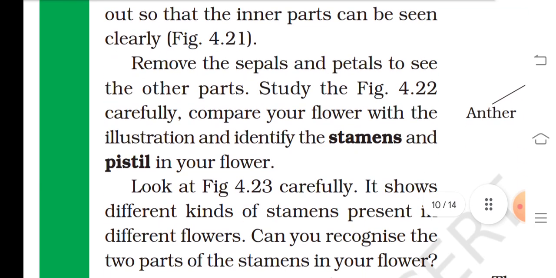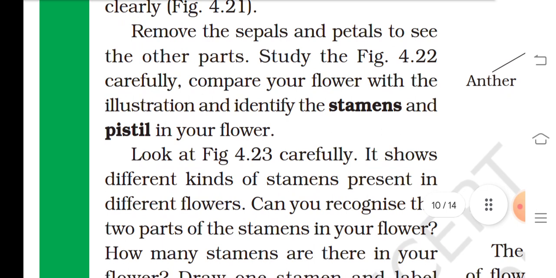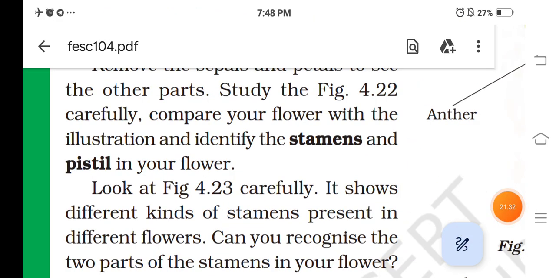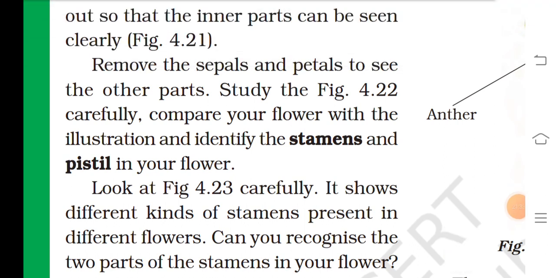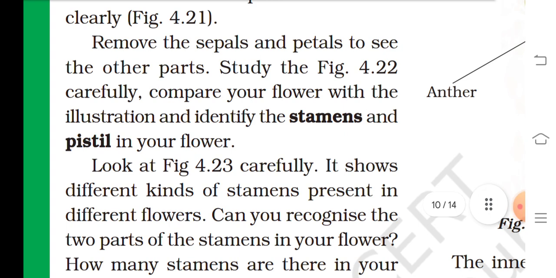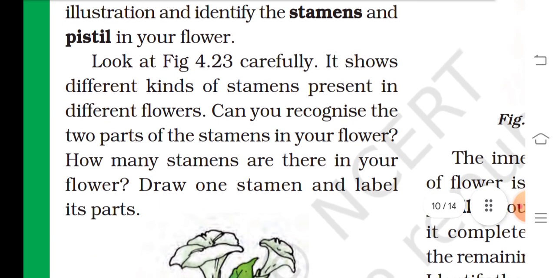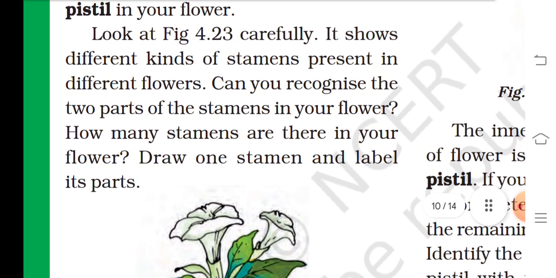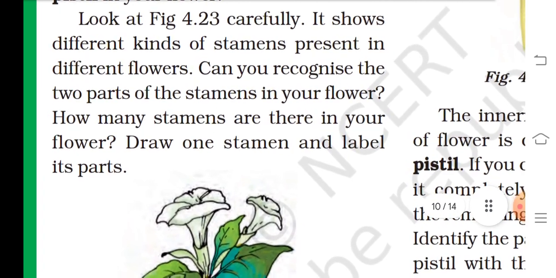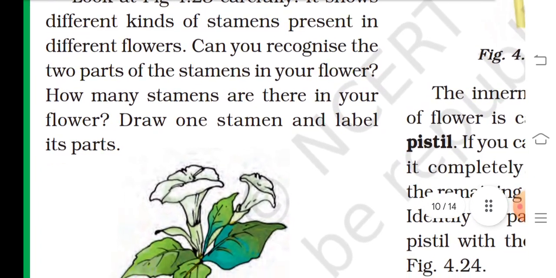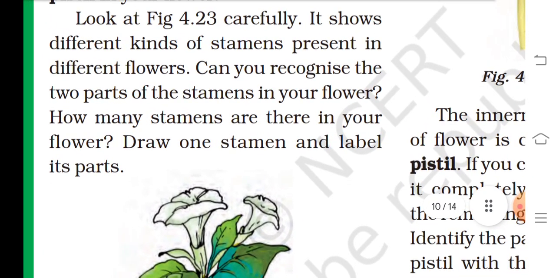Remove the sepals and petals to see the other parts. Study figure 4.22. Carefully compare your flower with the illustrations. Identify stamens and pistil in your flower. Look at figure 4.23 carefully. It shows different kinds of stamens present in different flowers.